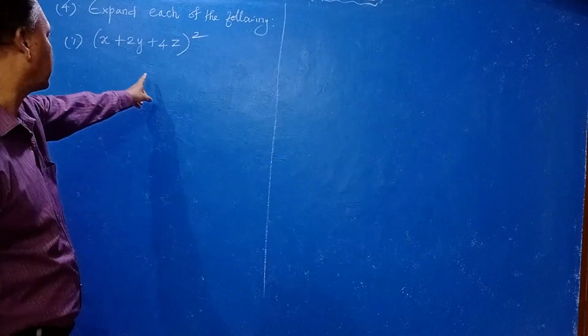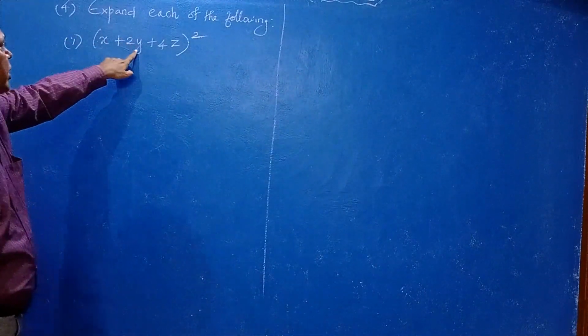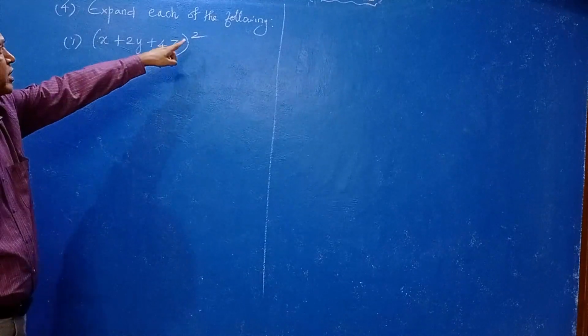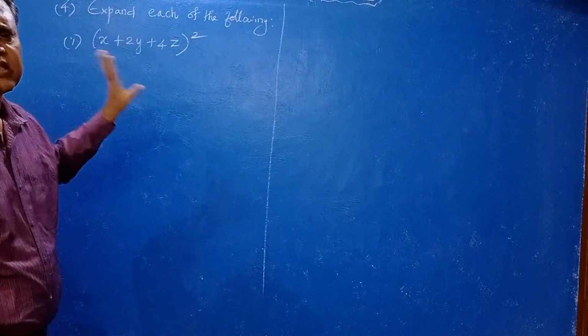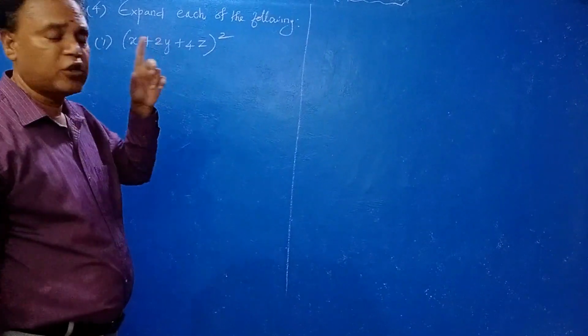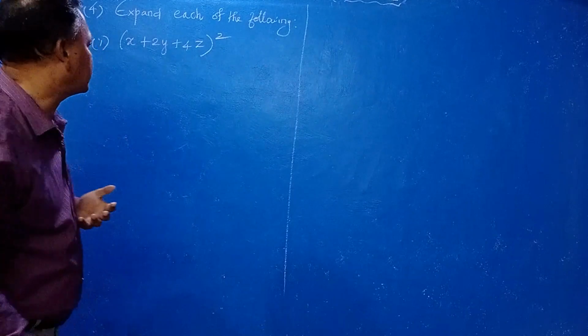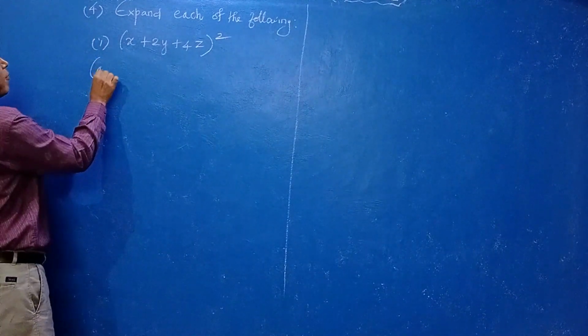You see this problem. Fourth problem. Expand each of the following: (x + 2y + 4z) whole square. Okay, this is in which form? A plus b plus c whole square form. So the expanded form formula you have to apply. So what is the a plus b plus c whole square formula?